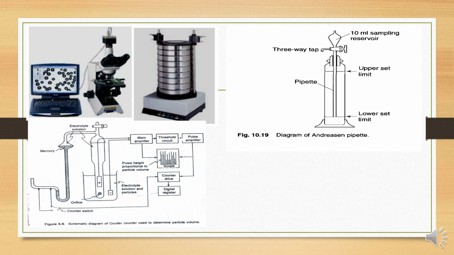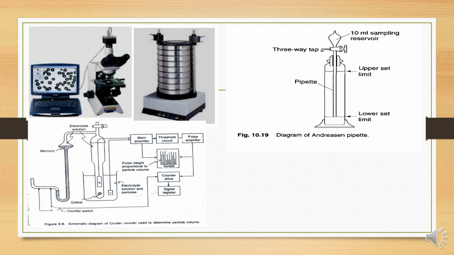and after that we keep it in a constant temperature water bath. At different time intervals we withdraw a 10 ml sample using this pipette and collect it in a beaker. The sample is evaporated and weighed, and the weight or amount of particles we refer to as weight under size, and this weight we convert into the cumulative weight under size. This is the procedure we follow in the case of the Andreasen apparatus.